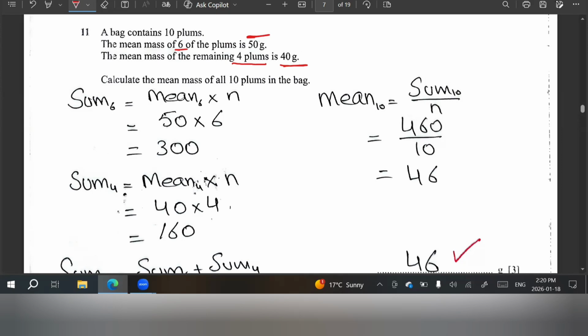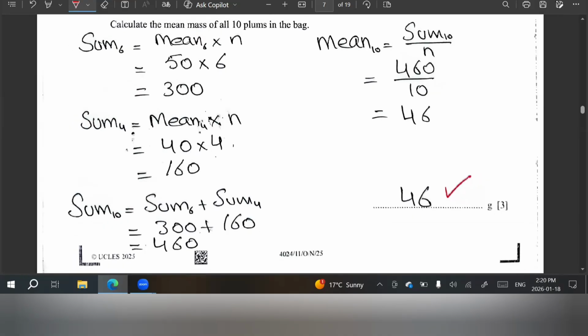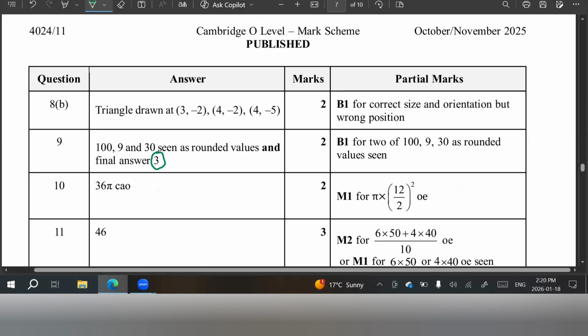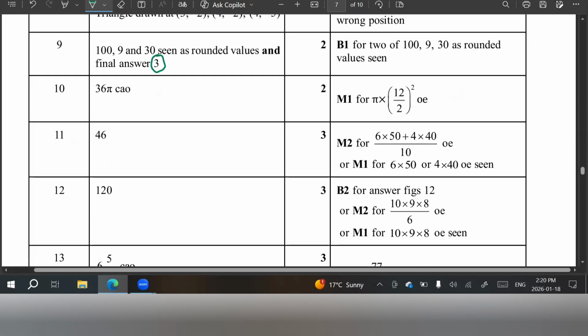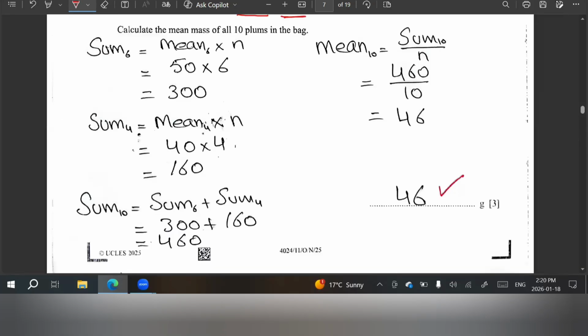Then I will find the sum of the 10. The sum of the 10 will be equal to the sum of the 6 plus the sum of the 4, and that will be 300 plus 160, which is 460. Now the mean for the 10 will be the sum of the 10 divided by the number of observations. So that will be 460 divided by 10, and that is 46. So the mean mass of the 10 plums in the bag will be 46. Let me check. You can see for question number 11, 46 is the right answer, showing up on your screen. This is how this is done. I hope you understand this.